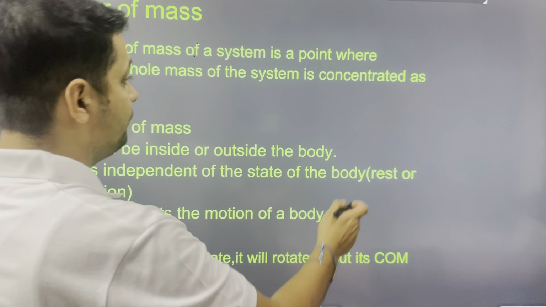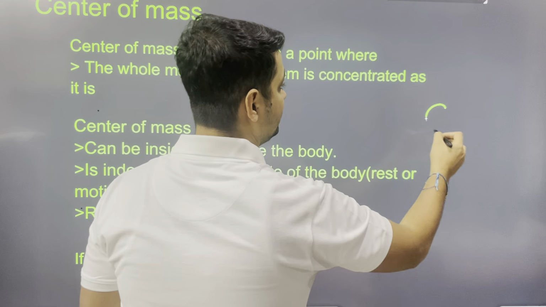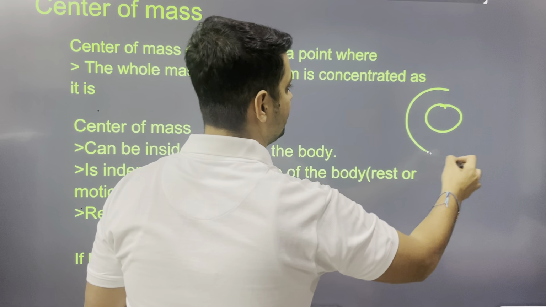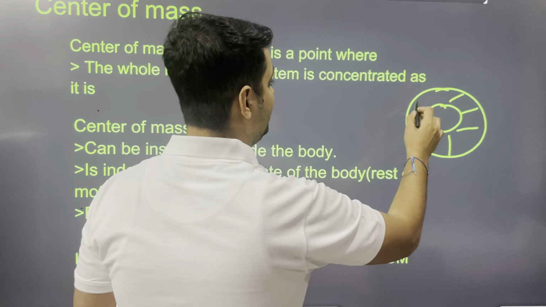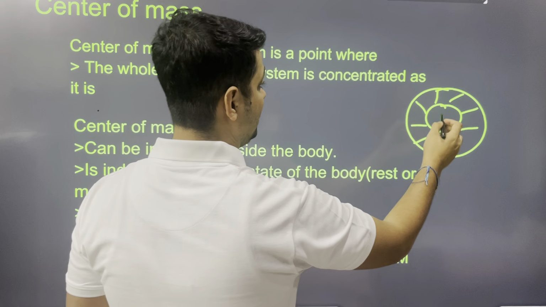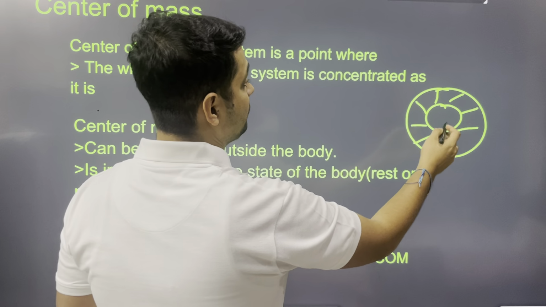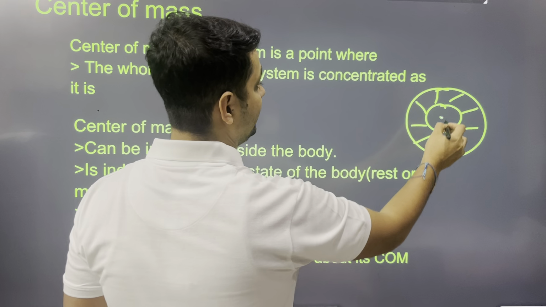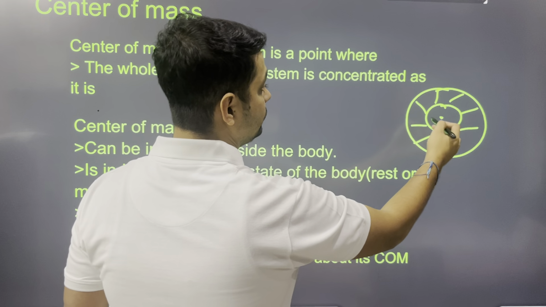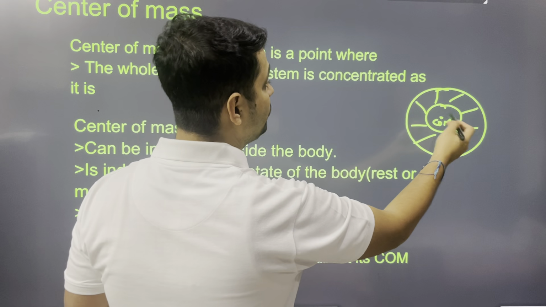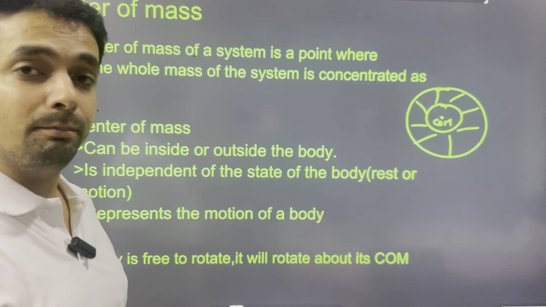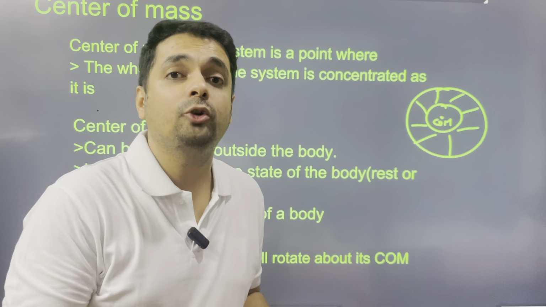But if this type of structure is there, and I ask where the center of mass is, it will be here, and here it is hollow. So here the center of mass is not on the body, it's outside the body. So the center of mass may be inside the body and may be outside the body.